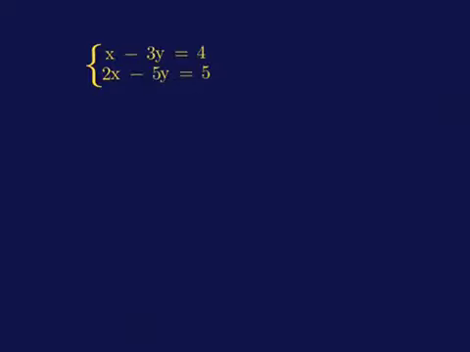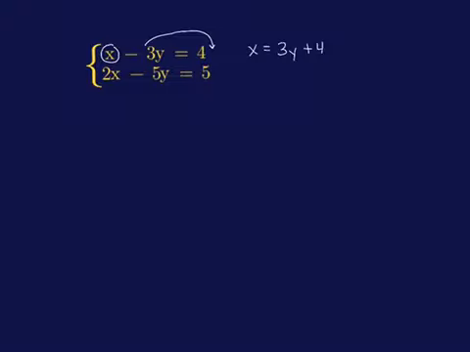In this first example, we could use either substitution or elimination, but one reason we may want to use substitution is because we already have a variable with a coefficient of 1. So it's really easy for us to just move this 3y over to the other side to have x is equal to 3y plus 4, and then go ahead and plug that into our second equation.